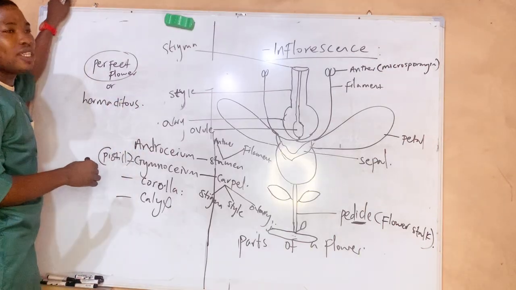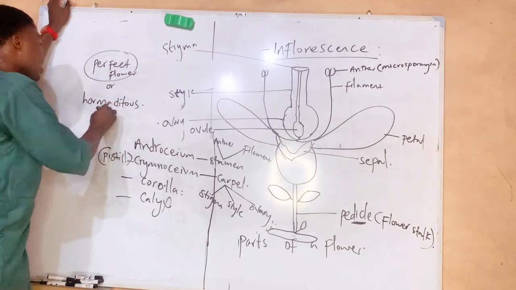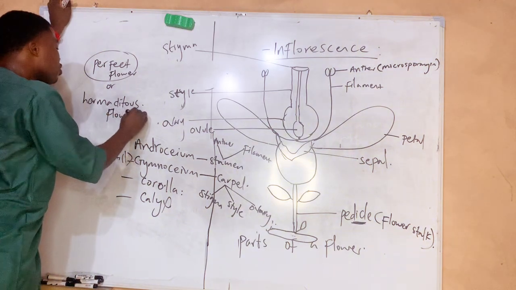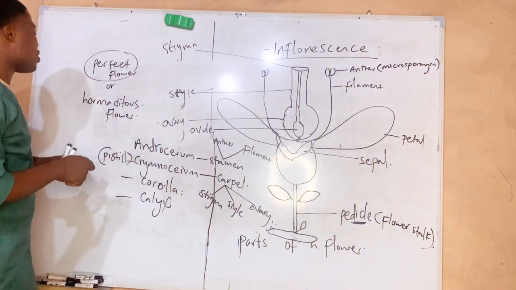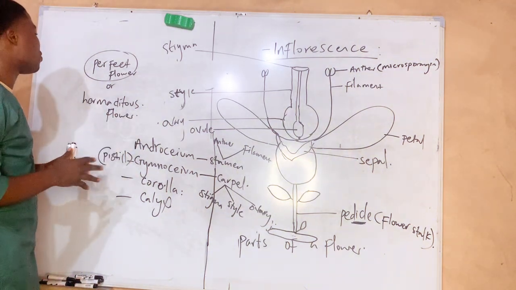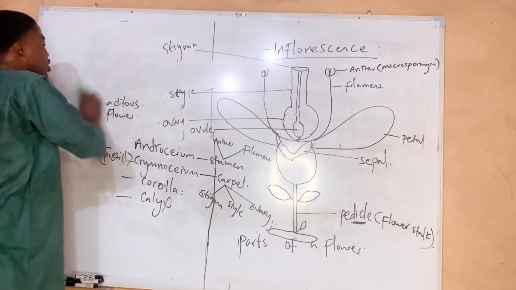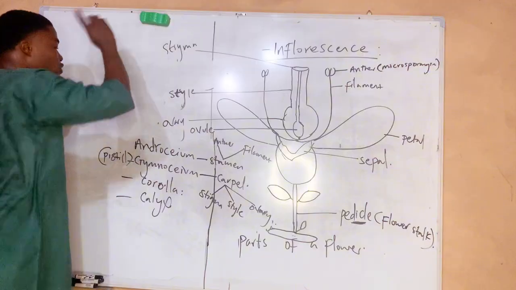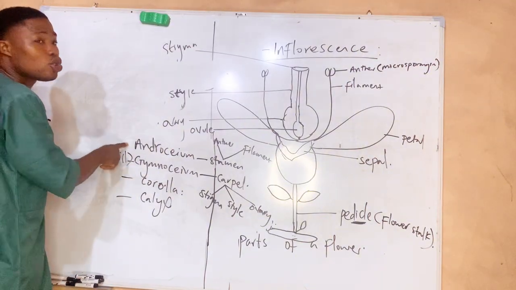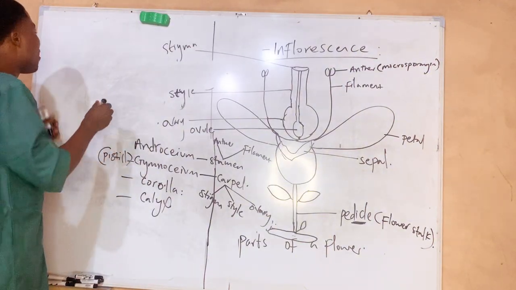Hermaphrodite flowers, usually called hematitos flowers. Some people call them hermaphroditic flowers. Some other terms say hematitos flower. They are said to be perfect. Now, when a flower has just an androecium, just the male part, that flower is said to be imperfect.